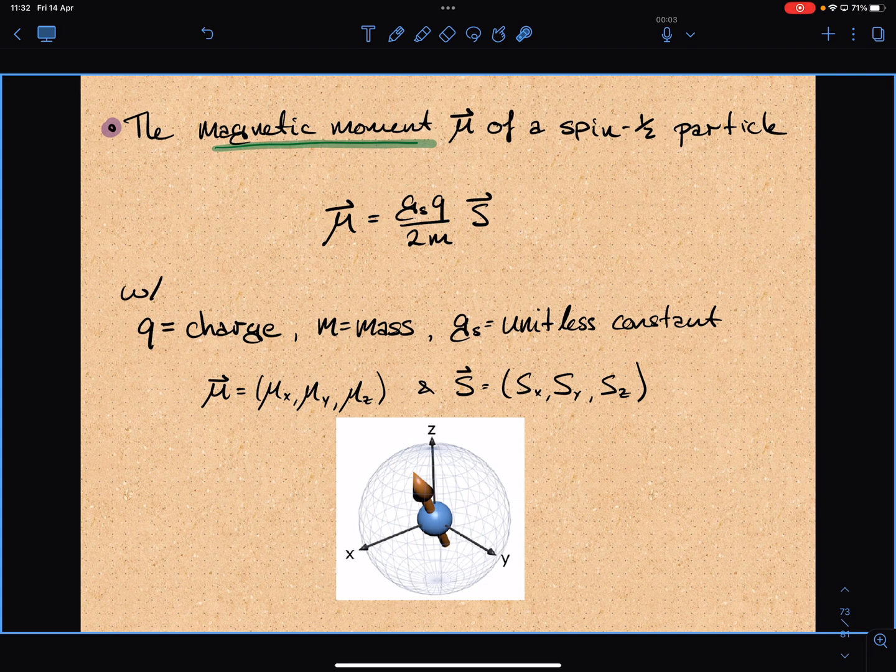So it's quantized. The spin is going to be either plus or minus 1/2, and there's not going to be anything in between. So it's either pointing in one direction or pointing in the other direction. It's kind of like the flipping of a coin. Once it lands, it's going to be either heads or tails.